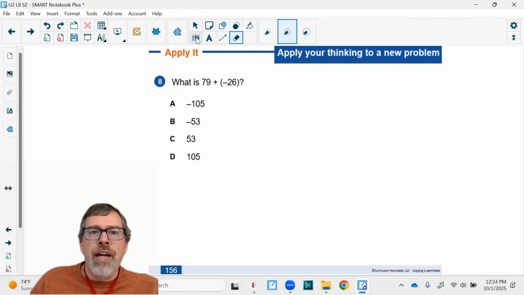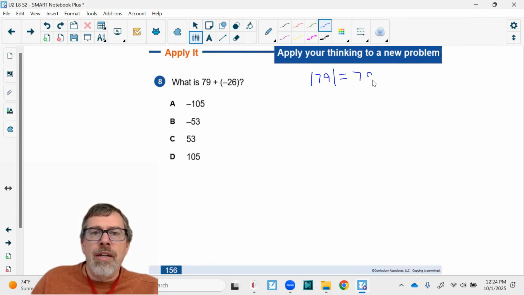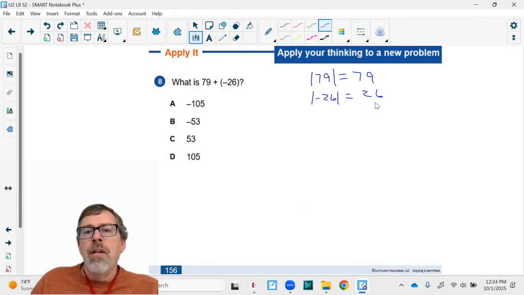So I would prefer not to do it that way. But if I take the absolute value of 79, it is 79. If I take the absolute value of negative 26, that is 26. The signs are different. A plus and a minus means subtract, or a negative plus a negative means minus. So we're going to subtract.